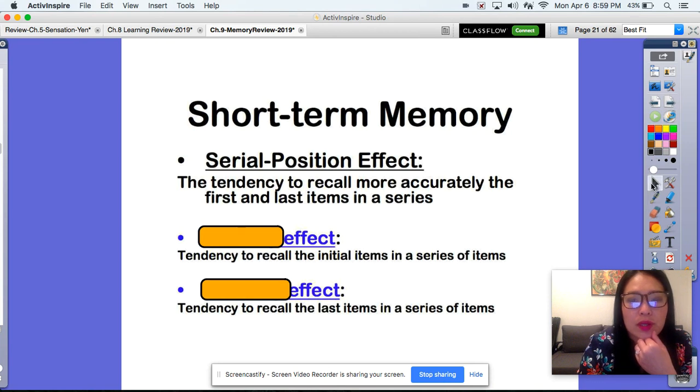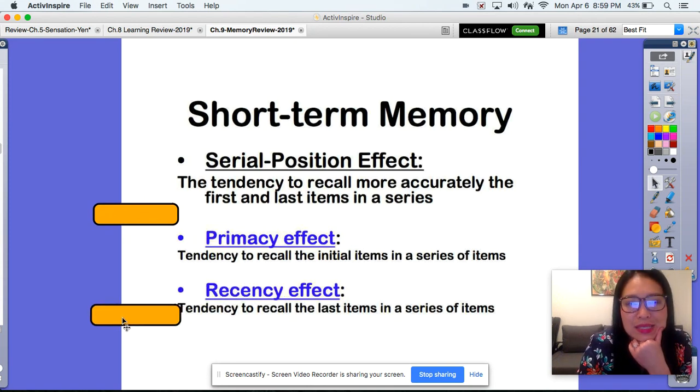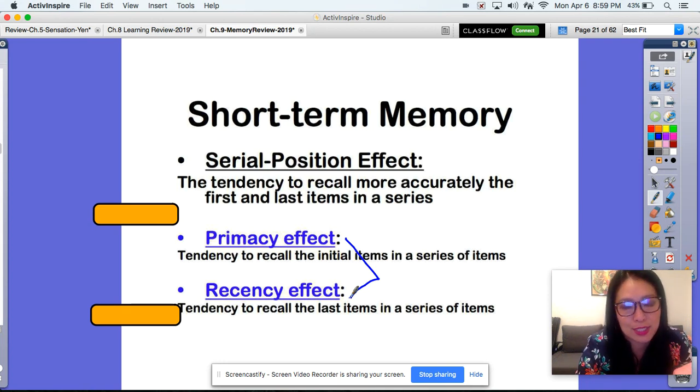Okay, so what is it called when I'm able to remember the first items? That is called primacy effect. And then our ability to remember the last items is called recency effect. And this whole idea falls underneath serial position effect. We have also heard of these two words in another chapter, which they're apparently not testing you guys on, but it was in our social psych chapter on impressions. So first impressions, lasting impressions.